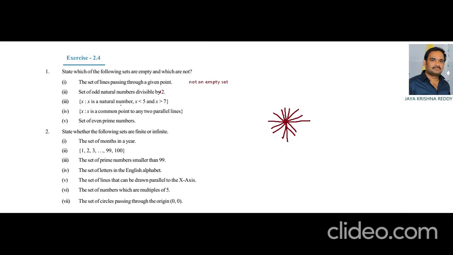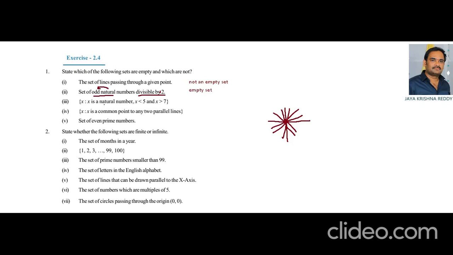And the second one, the set of odd natural numbers divisible by 2. So we have to identify the odd natural numbers which are divisible by 2. As per the definition of an odd number, it should not be divisible by 2. But here it is given that an odd natural number is divisible by 2, which is not possible. So we cannot identify any such natural number, and we cannot get an element like that. So this set will be empty.